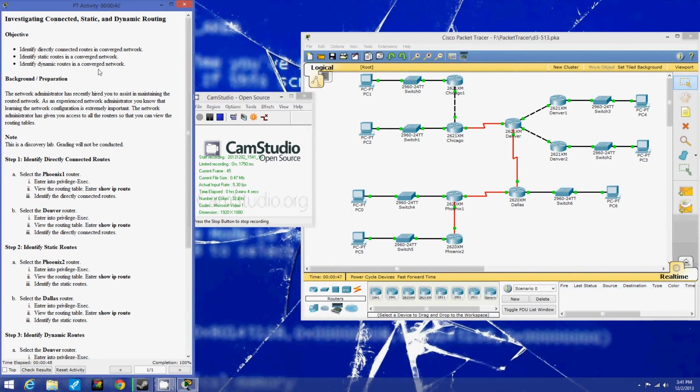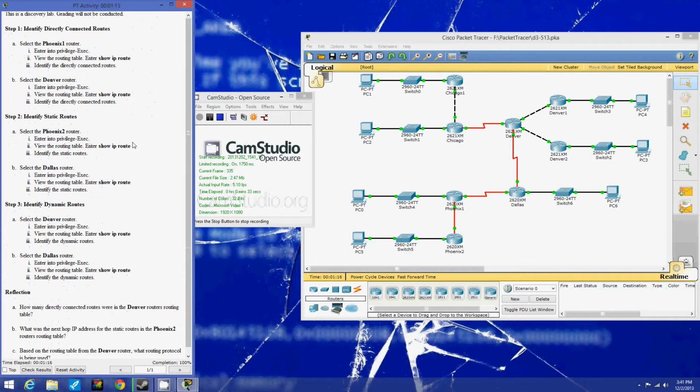Today we're going to be investigating connected, static, and dynamic routing. Our objective is to identify directly connected routes, static routes, and dynamic routes in a converged network. For background, the network administrator has recently hired you to assist in maintaining the routed network. As an experienced network administrator, you know that learning the network configuration is extremely important. The network administrator has given you access to all the routers so that you can view the routing tables.